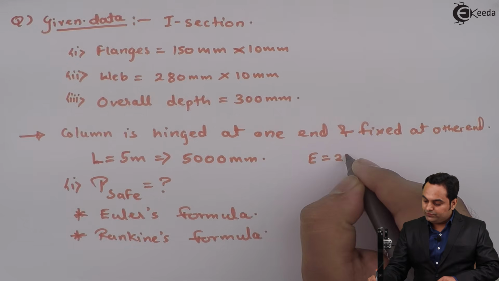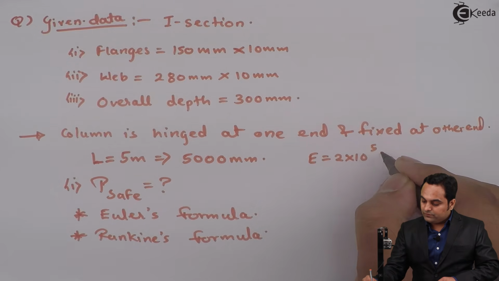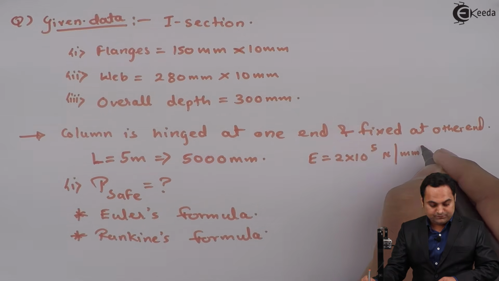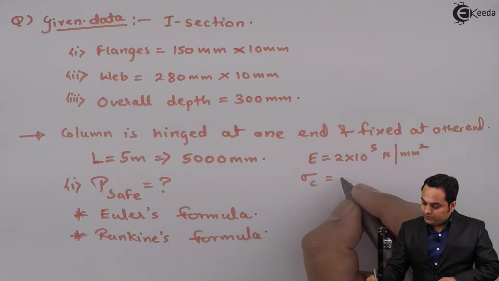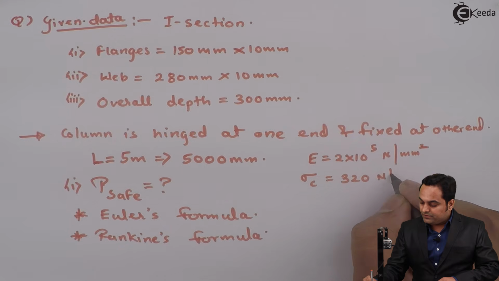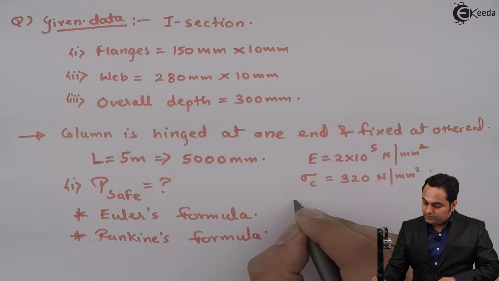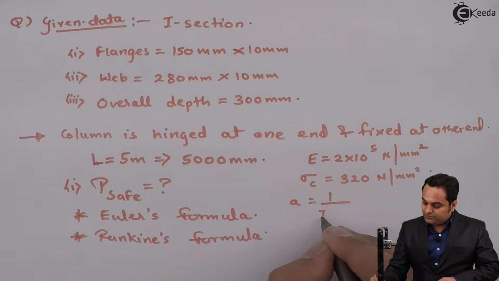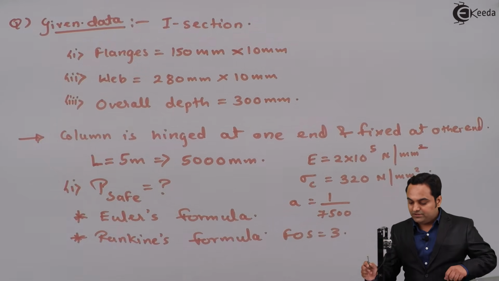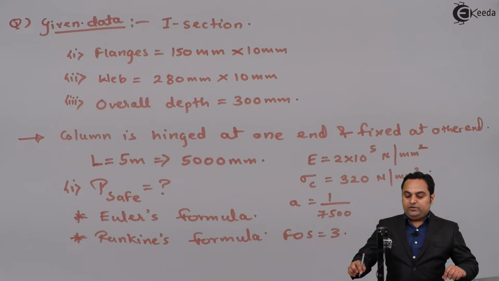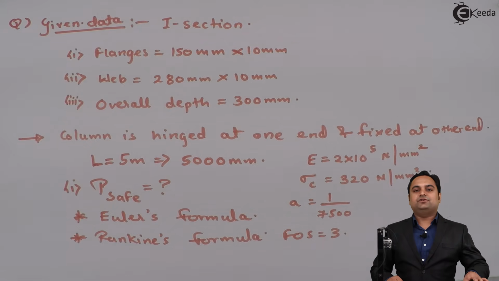Capital E, it is 2 into 10 raised to 5 Newton per mm square. Sigma C, 320 Newton per mm square. Rankine's constant 1 upon 7500 and factor of safety is given as 3. Now with the data available, let us try to get the solution to this problem.